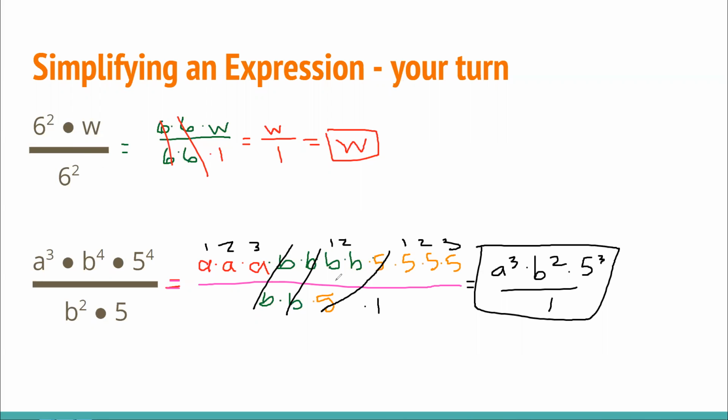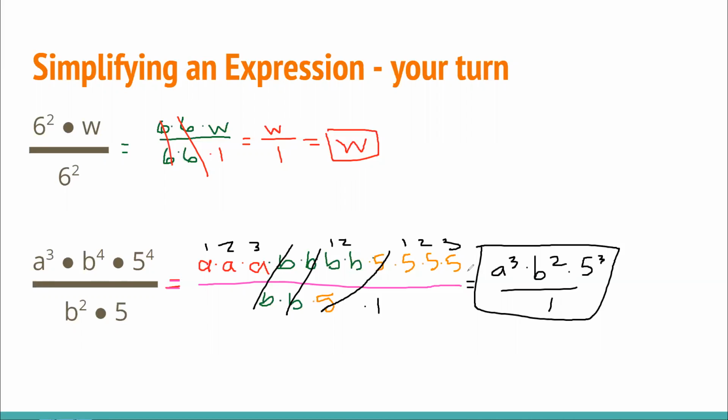So I expanded these ones out so you can see the thought process a little bit better. So for this first one, we've got 6 times W, or 6 to the 2nd times W. And then in the denominator, we have 6 times 6. We're canceling out all of our matching numbers. So we actually got rid of all the 6's, and we're left with just a W over 1, which equals W.